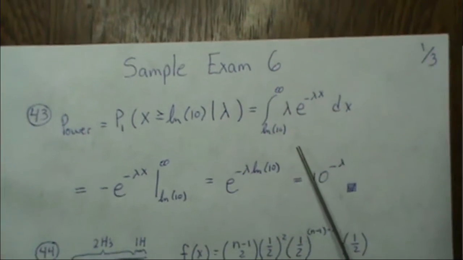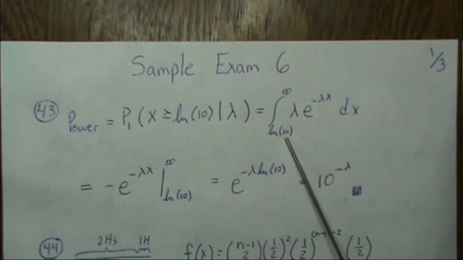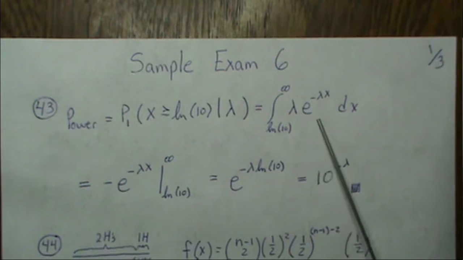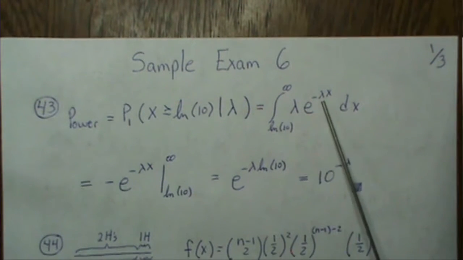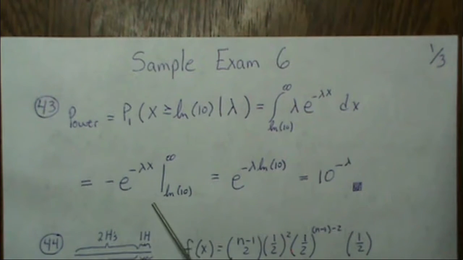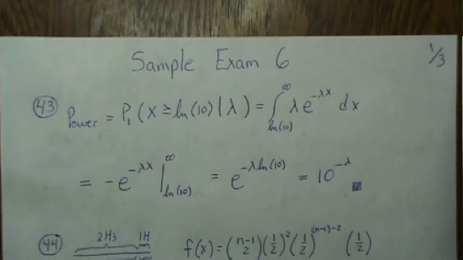So we integrate from log 10 to infinity of our density, and we plug in this lambda here. We integrate, we plug in our limits of integration, we get e to the minus lambda log 10, but this can be taken to the top, and the e and the log cancel, and we get 10 raised to the minus lambda.